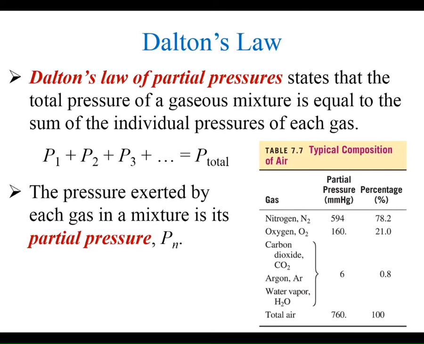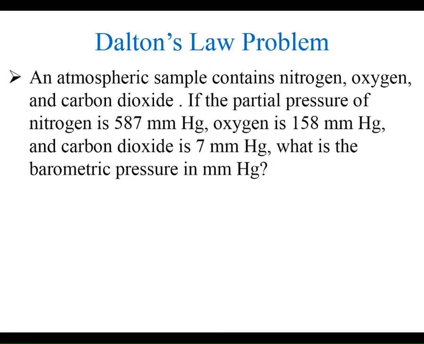So that's Dalton's law. The individual pressure of each gas that is a part of the whole, we call the partial pressure. So this is the partial pressure of the nitrogen, the partial pressure of the oxygen, the partial pressure of carbon dioxide and argon, and things like that. So you put all the parts together and you get the total. Okay? So let's just do one real quick.